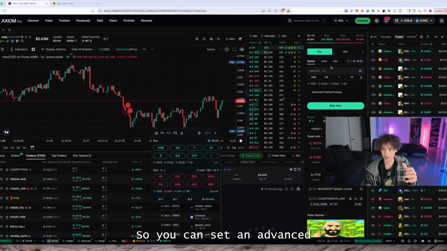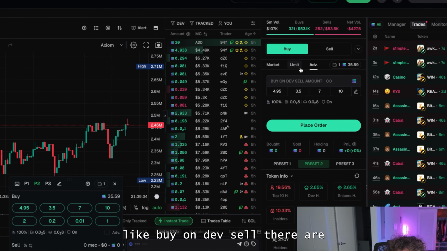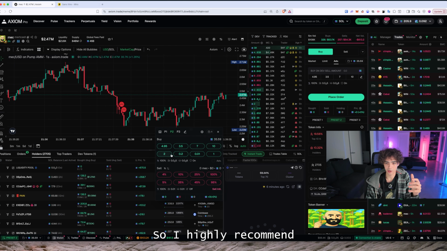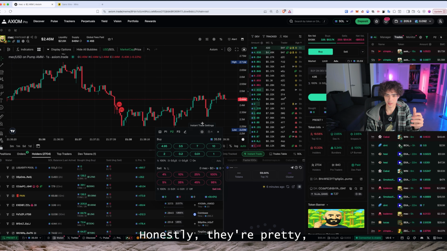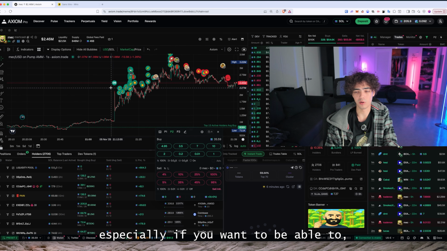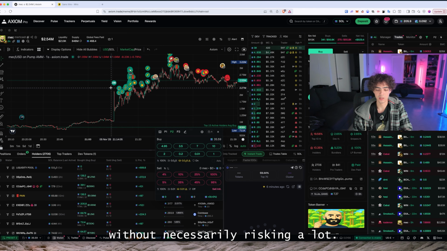You can set advanced trading strategies on Axiom. If I go to buy, there's like buy on dev sell. There are limit orders that you can set. There are a bunch of different strategies that you can set up. So I'd highly recommend you get those set up. And honestly, they're pretty important to get set up, especially if you want to be able to play it safe and continue making money without necessarily risking a lot.